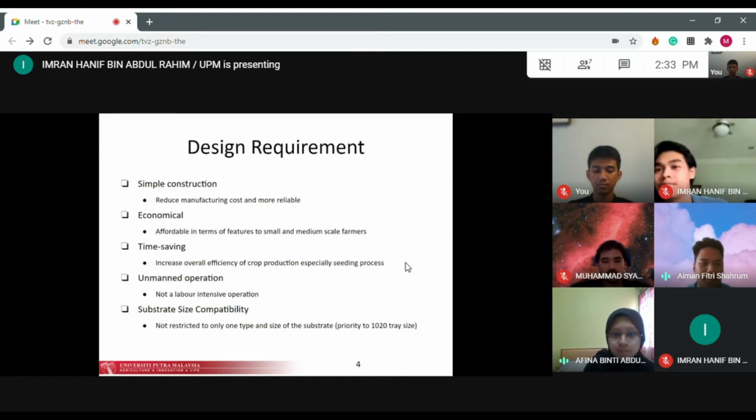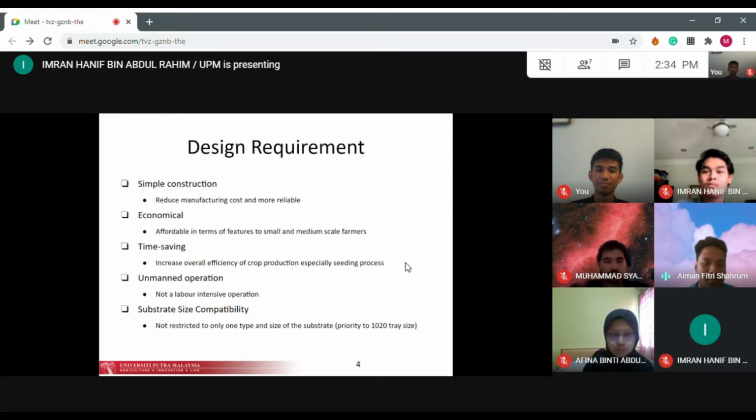Okay, thank you, Afina. Today I will present the design requirements that we took from the literature review we found during our research. The first one is simple construction for the machine. We want to reduce manufacturing costs and make it more reliable by reducing as many mechanical parts as we can. The second one is economical. We want to make the machine affordable in terms of features to small and medium scale farmers, maybe slightly lower than the market price.